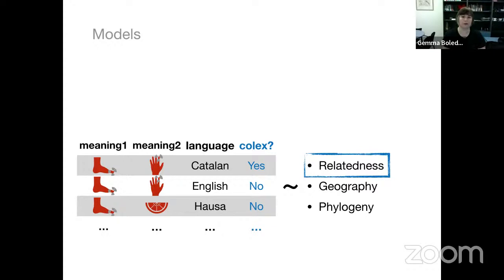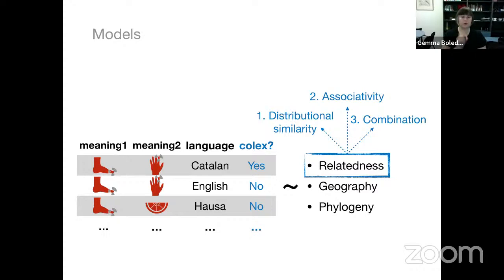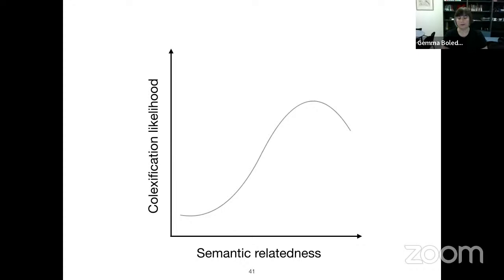Okay, and actually we built not just one statistical model, but three. Namely one for each of the measures of semantic relatedness that we have designed. Just one more thing about the model. Remember that we are hypothesizing a curvilinear relationship between semantic relatedness and colexification likelihood. So not a linear relationship, not a straight line, but something wiggly. And so we have to use a kind of model that allows for wiggles. And these are generalized additive models.